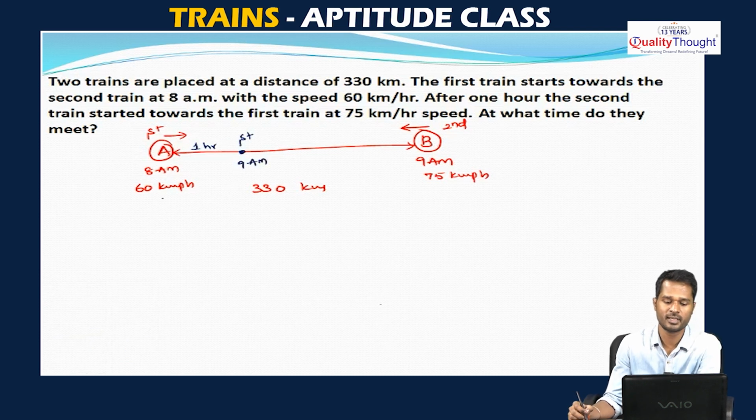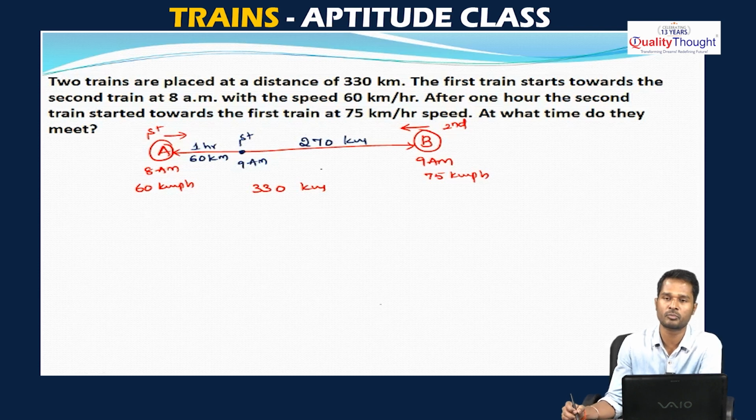So what does this mean? The first train will travel 60 kilometers for every 1 hour. The first train has travelled 60 kilometers. Now check, out of total 330 kilometers, the first train travelled 60 kilometers, means still we have 270 kilometers only. We have 270 kilometers only still to complete.